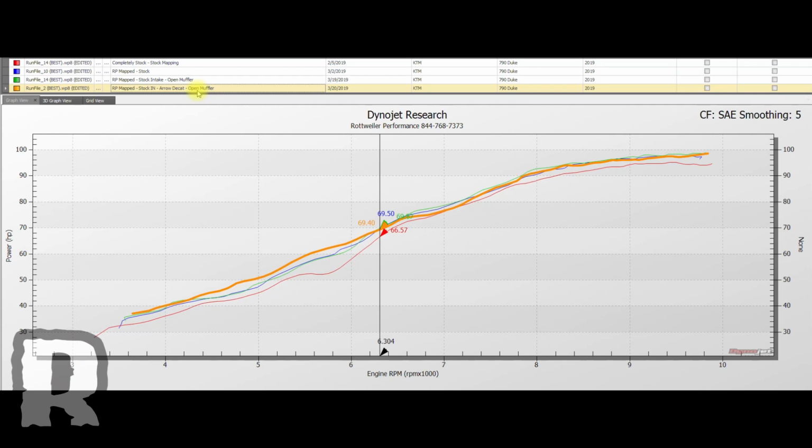All these maps are available online. Again, they're free when you purchase a Power Commander on our site as well. And this is about what to expect.